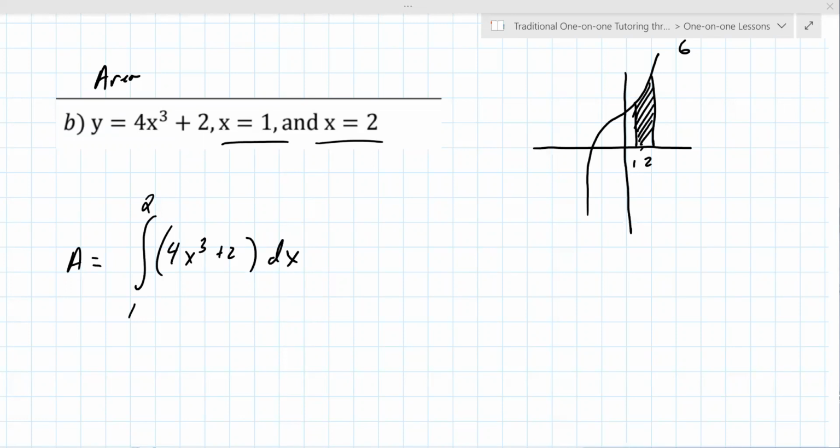I got 17. That is correct. Okay, that means that you've got a good idea of how to do the antiderivative stuff. The next problem, C, doesn't have enough information at first glance. They want the area between the curves.